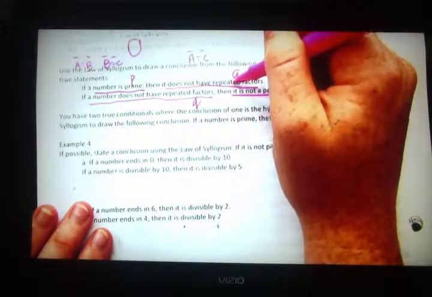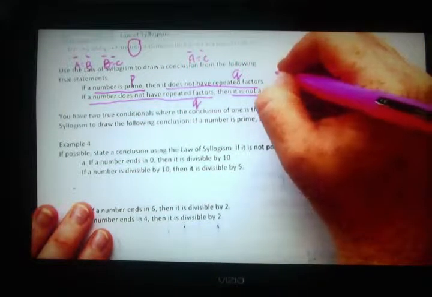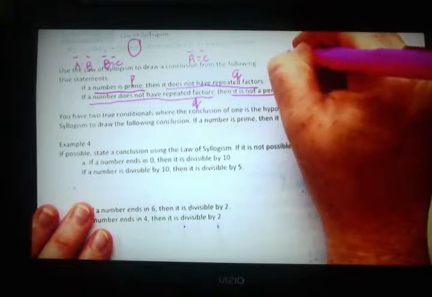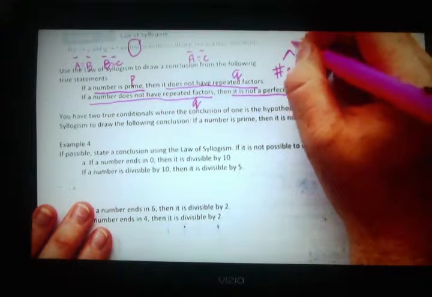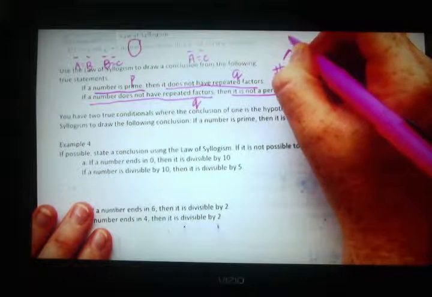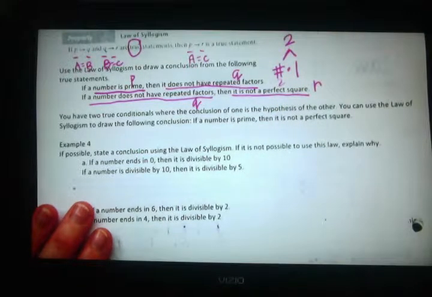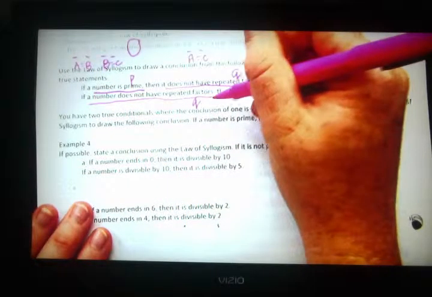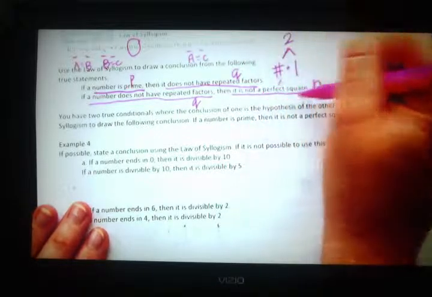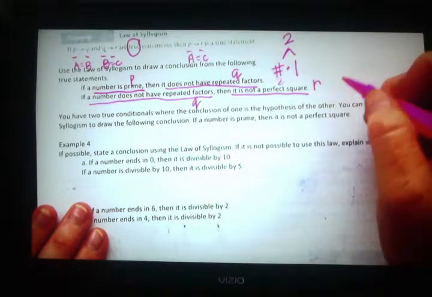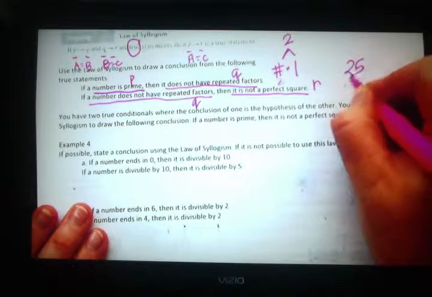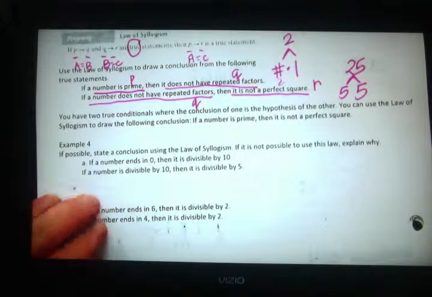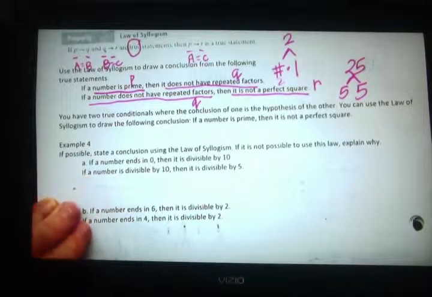So let's think about whether they're true or not. If a number is prime, then it does not have repeated factors. Yeah, because a prime number is just a number times 1. Those are the only factors, they can't be repeated. 1 is not prime. Anything like 2, 3, 5, it's just 2 times 1. No repeated factors. That makes sense. If a number does not have repeated factors, then it is not a perfect square. Well, obviously, any perfect square, like 25, has repeated factors, always. So yes, if P then R is definitely true.